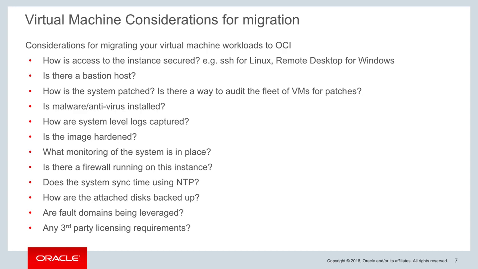How are system level logs captured? Have you done any hardening on your servers? What kind of monitoring is in place currently for your servers? Are firewalls running on these instances? And does the system sync time using NTP, etc.? So all these need to be captured, and you need to address some or all of this as you migrate your workloads to OCI.